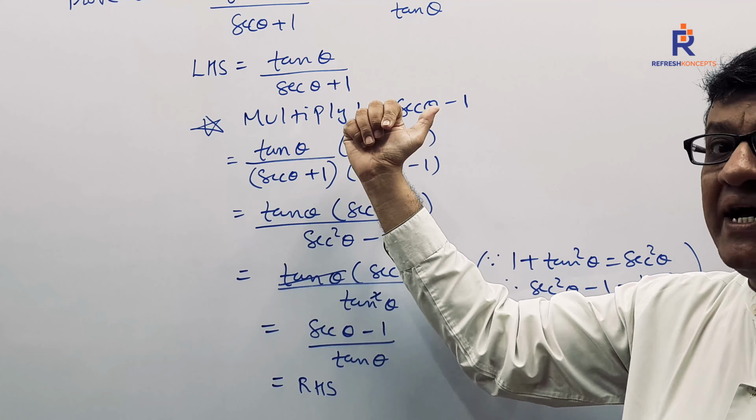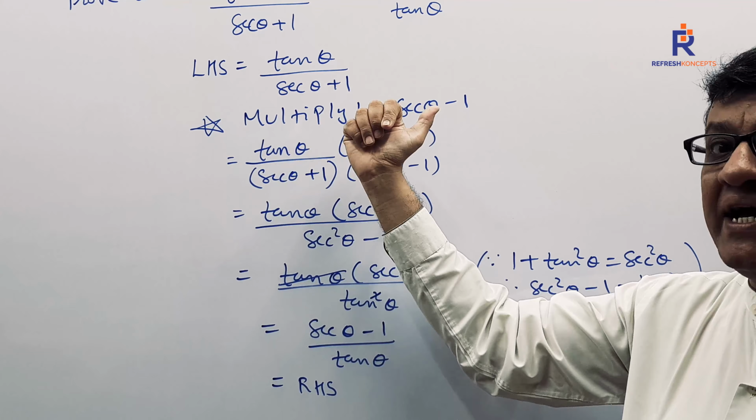And when I say sec square theta minus 1, then tan theta here as it is, sec theta minus 1, and sec square theta minus 1 becomes tan square theta. What is the reason? Since 1 plus tan square theta is sec square theta, therefore sec square theta minus 1 is tan square theta.